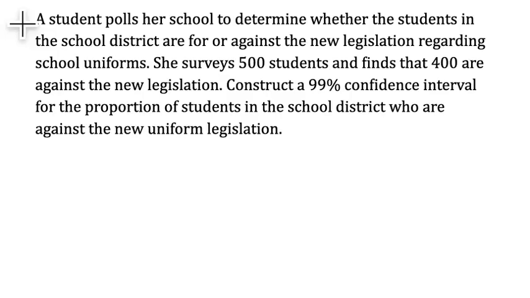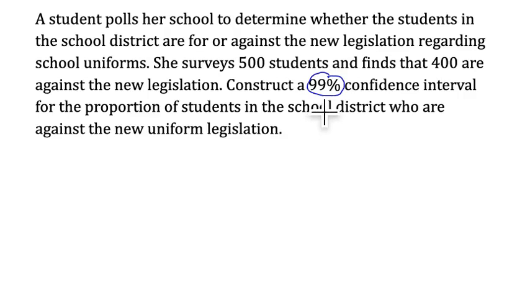Let's read through this situation and create a confidence interval using Desmos. A student polls her school to determine whether the students in the school district are for or against the new legislation regarding school uniforms. She surveys 500 students and finds that 400 are against the new legislation. Construct a 99% confidence interval for the proportion of students in the school district who are against the new uniform legislation. This time, the confidence level is 99%, which means we want to be even more certain the interval we make captures the true but unknown population proportion.